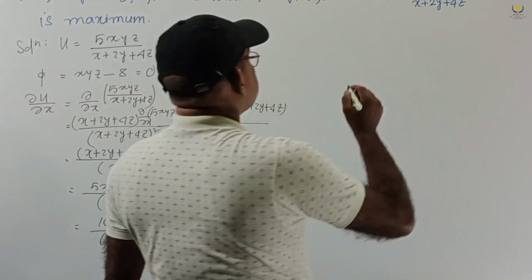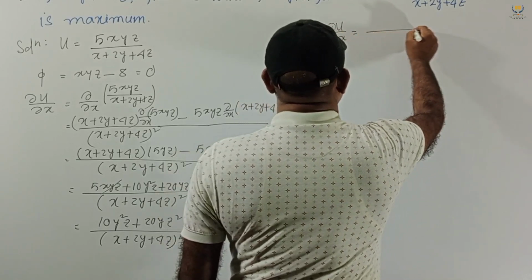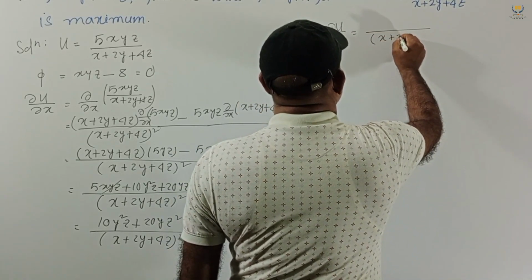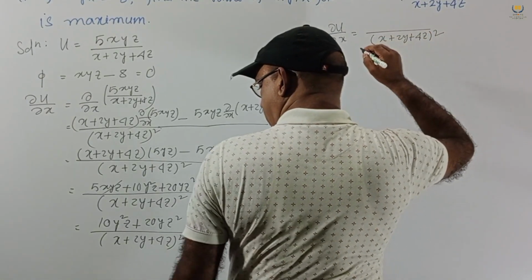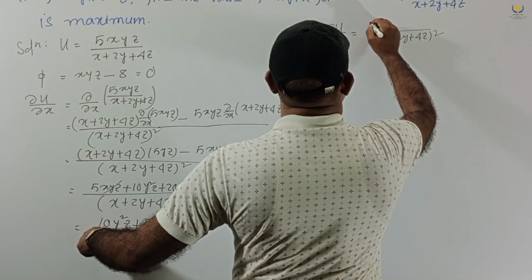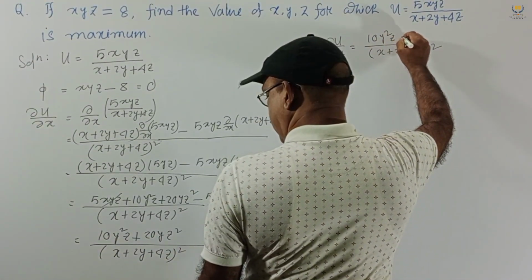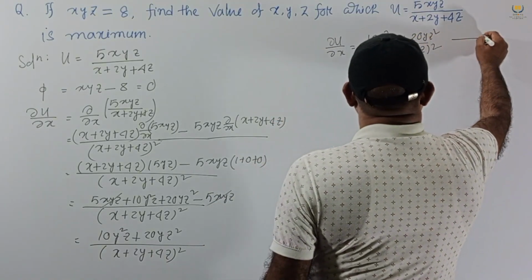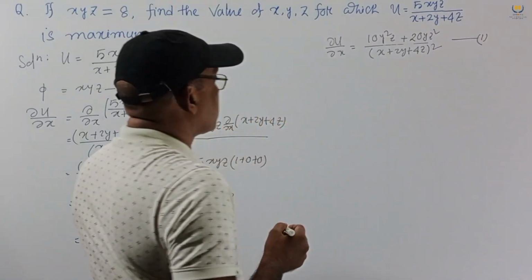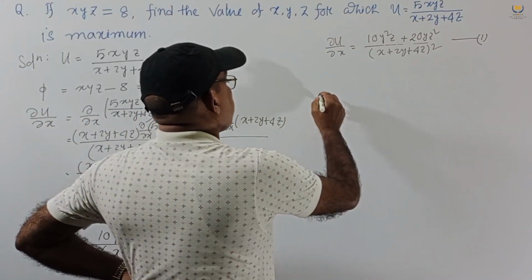Now rewriting this, del u by del x equals 10y square z plus 20yz square over x plus twice y plus 4z whole square. This is number 1. So first we get del u by del x. Next you have to find del u by del y.